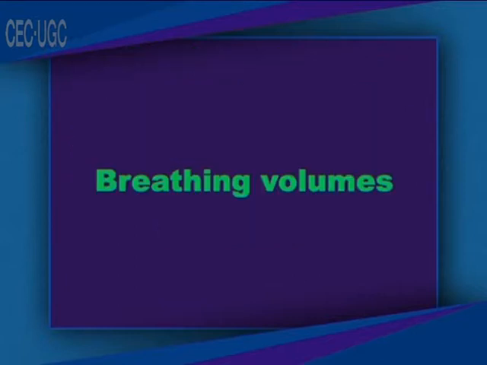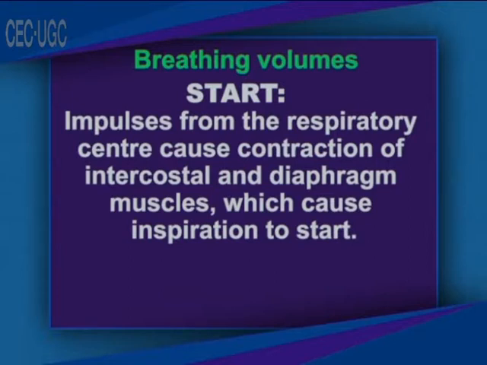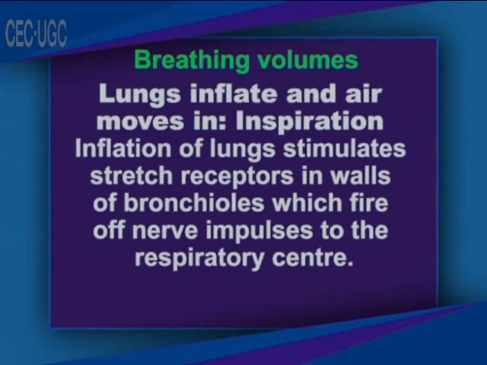Breathing volumes. Control of breathing by the medulla. Unlike the cardiovascular system, which has myogenic cardiac muscles in the heart, the respiratory system is controlled by nerve signals from the brain. Start. Impulses from the respiratory center cause contractions of the intercostal and diaphragm muscles, which cause inspiration to start. Lungs inflate and air moves in.